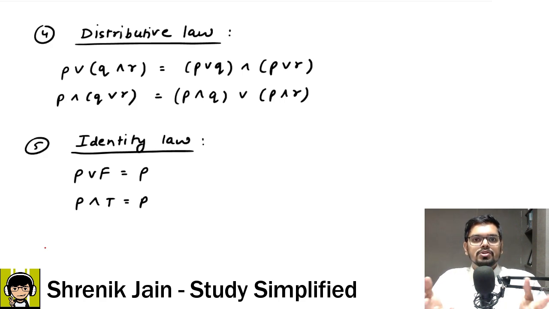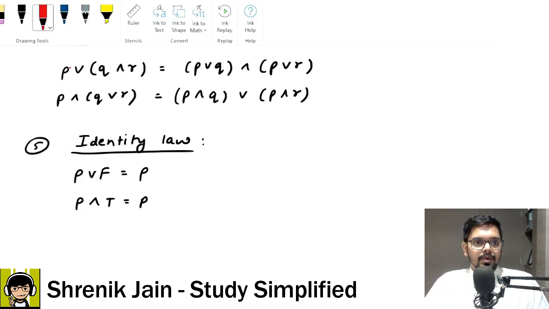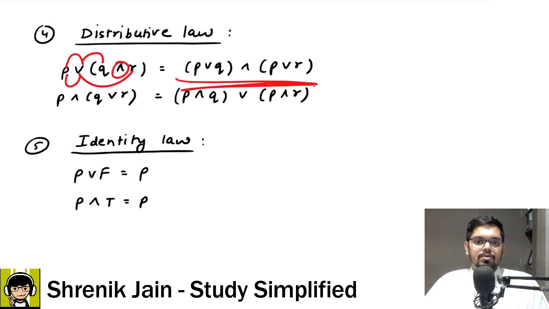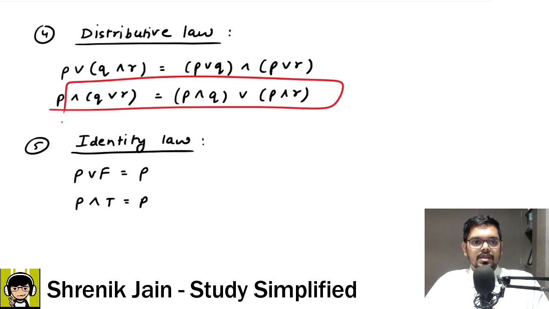Going to the fourth law, the distributive law. You have to just distribute. Check it out, P or (Q and R). So Q and R are in a bracket and you want to do P or of this bracket. So distribute it, P or Q, then AND, P or R. See, this is what our result looks like, (P or Q) and (P or R). Understood? You can try here also. Same goes for the AND also.